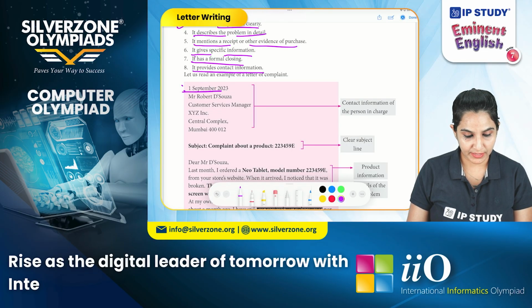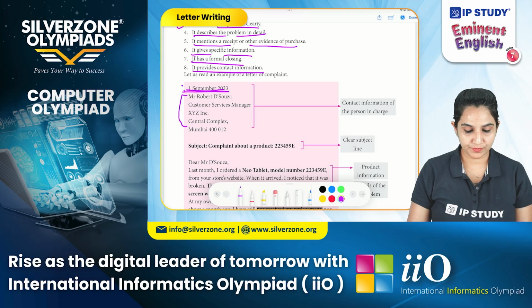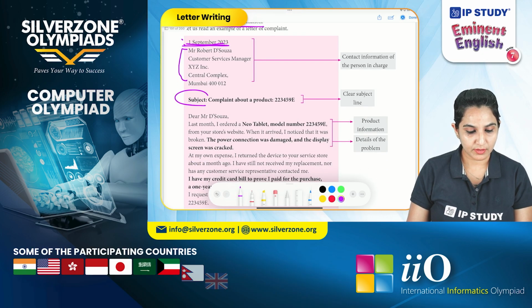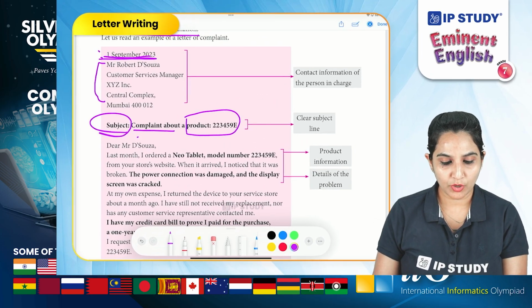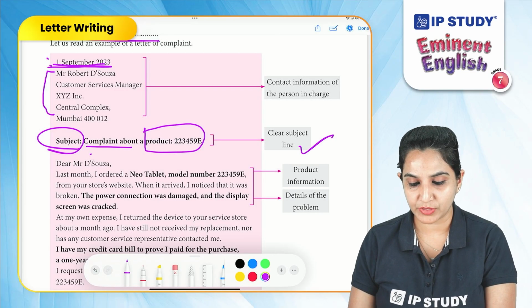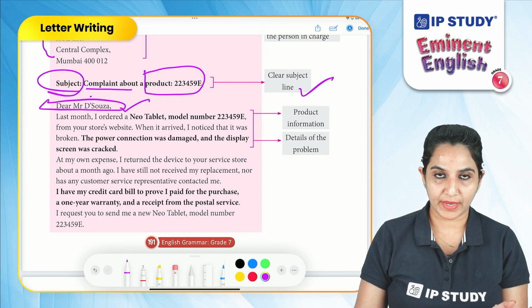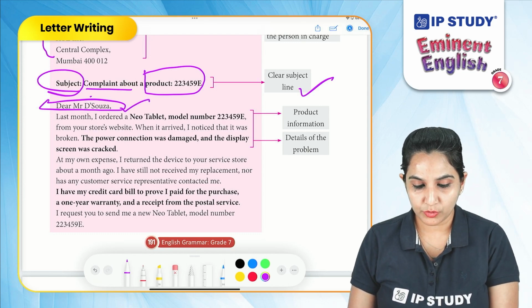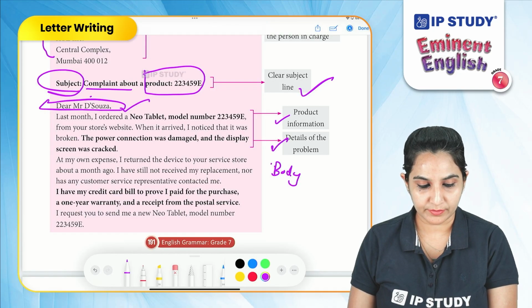So you write a date. You write the contact information of the person in charge. Then you write the subject, because they should know clearly what you're writing about. So it is a complaint about, and then you write the product code or the name of the product. So a clear subject line. Then you do your salutations. You write your salutations, dear Mr. D'Souza, or respected. Then you write the product information and details of the problem in the body of the letter.